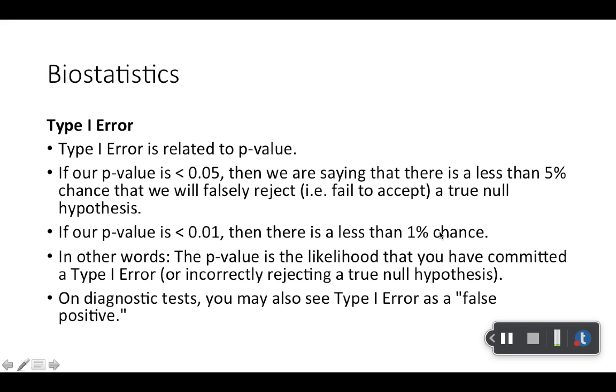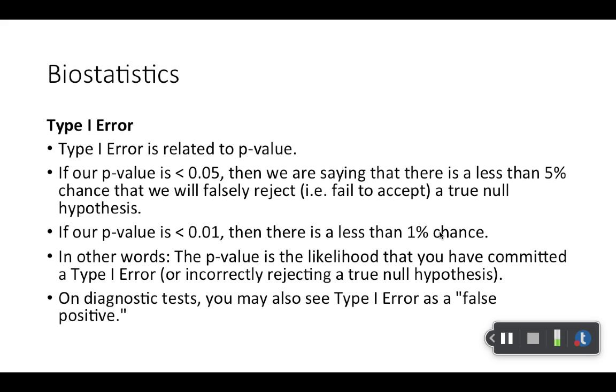So the p-value, in other words, or another way to think about it, is the likelihood that you've committed a type 1 error, or incorrectly rejected a true null hypothesis. That's why you like to see a low p-value, because if you had a really high p-value, then you could be committing a type 1 error.